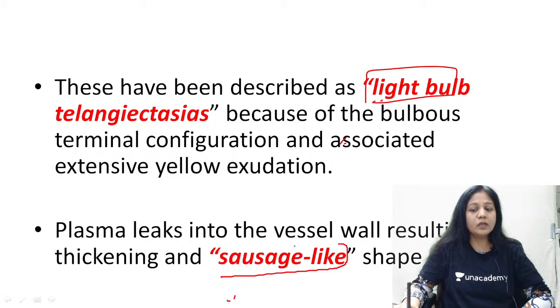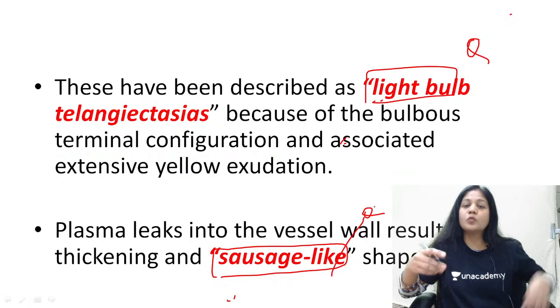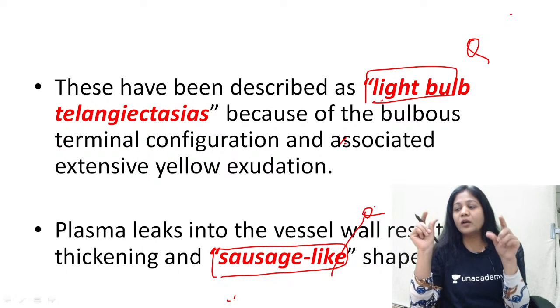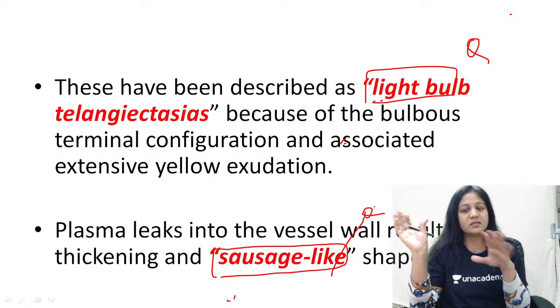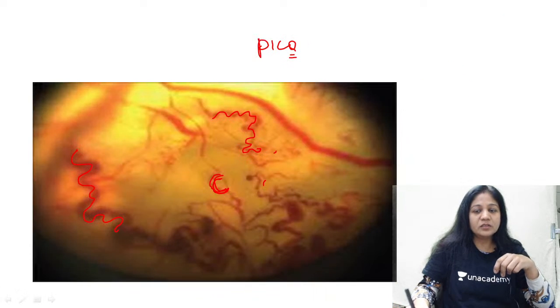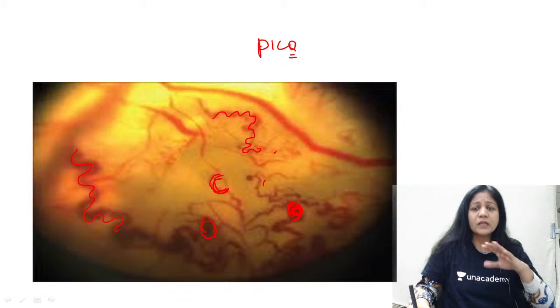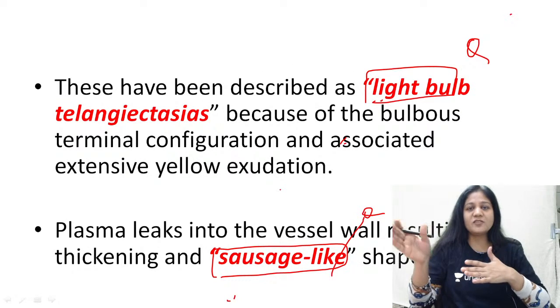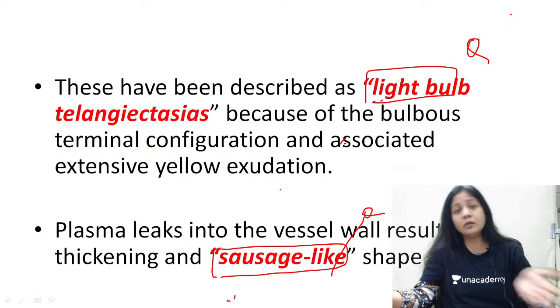I told you, there are two appearances. So light bulb telangiectasia is question number 1, and this is again question number 2. So vessels take a sausage like appearance, and these telangiectatic vessels are called light bulb telangiectatic vessels, right? Because of that bulbous terminal configuration. Let us see here. So this is your terminal bulb here. Okay, so these are called light bulb telangiectatic vessels. Clear? Simple questions can be there. Light bulb telangiectasias are seen in Coats disease.